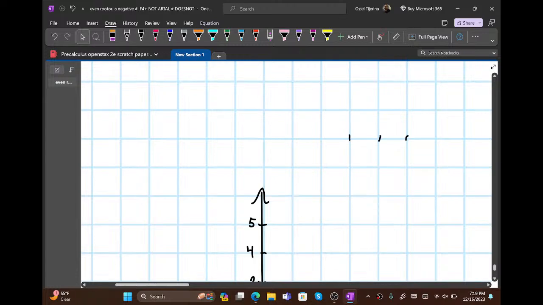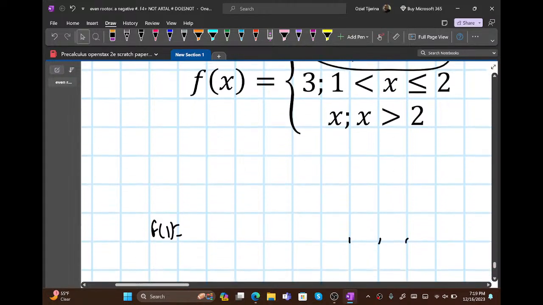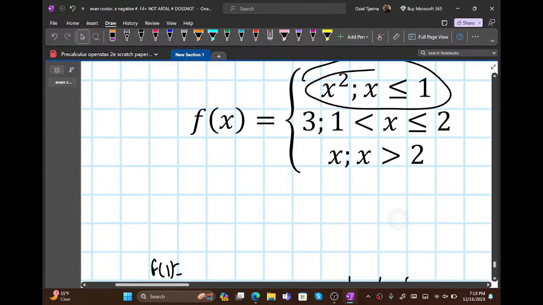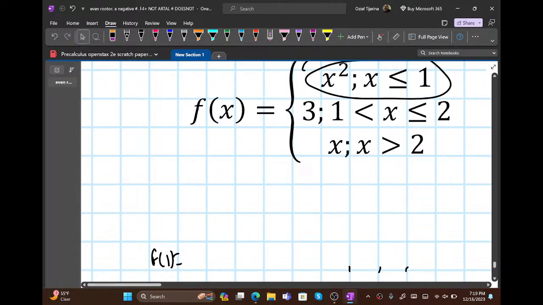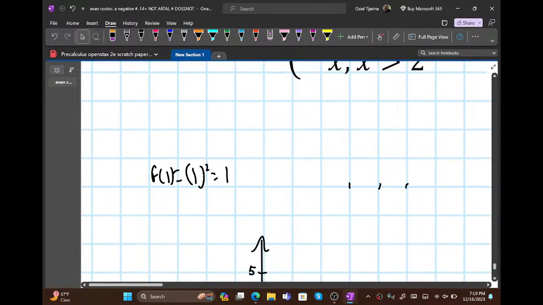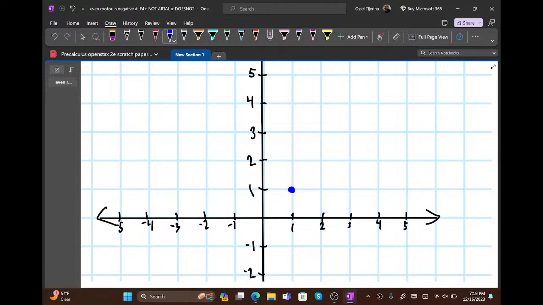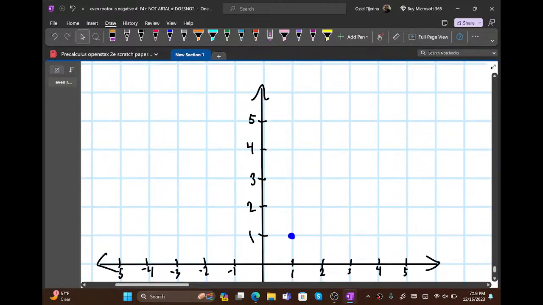So if you think about it, f of 1 will be defined for the first piece of the function, which is x squared. F of 1, when it comes to this function, is 1 squared, which is 1. And I know that for every point to the left of that, it is going to be kind of like a parabola. So if I do 0 squared, it's going to be at 0. Wait.